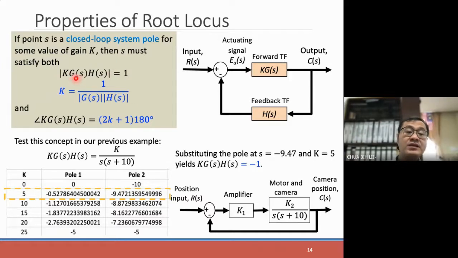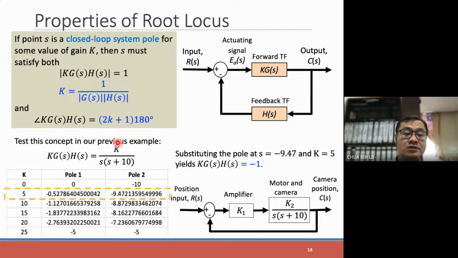Then we rearrange this form, and K would be equal to 1 over GH. This represents our property of the root locus. At the same time, the angle must be an odd multiple of 180 degrees: (2k plus 1) multiplied by 180.